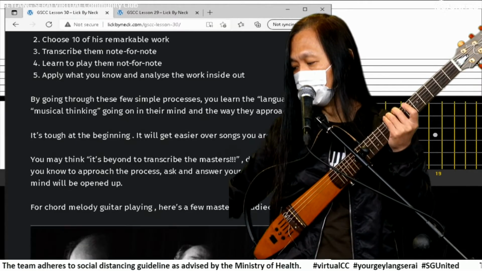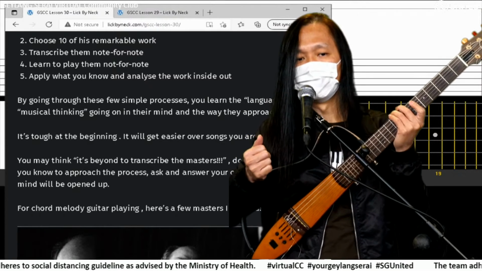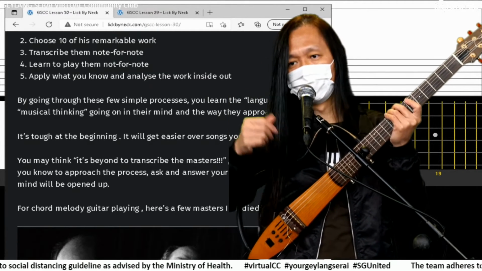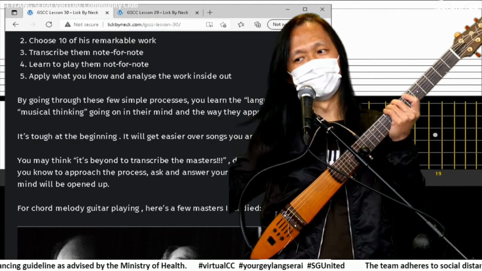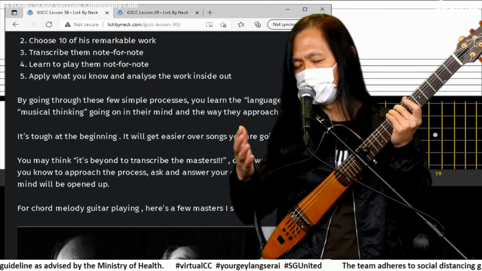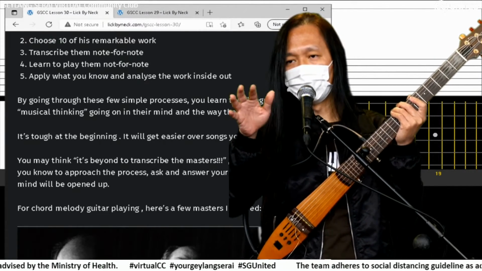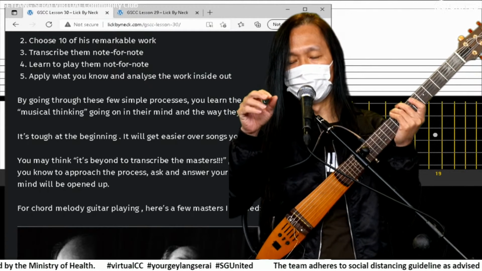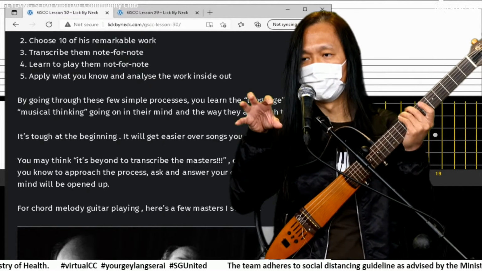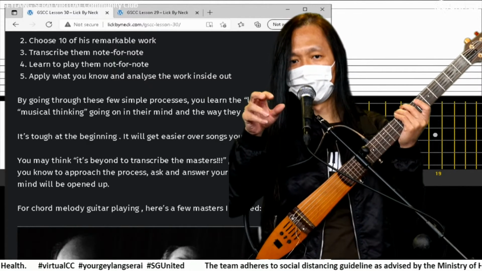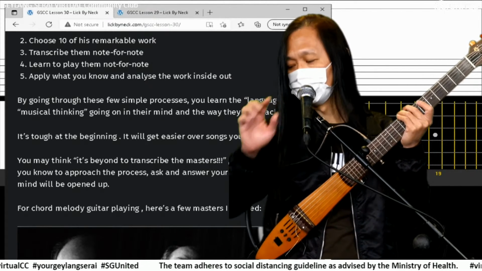In the beginning it's very difficult, but it will get easier after maybe four or five songs. I think by ten songs you can see all the patterns, because most of the masters that I study have certain patterns. After five or six songs you can see the licks that they often use, the lines, the way they approach reharmonization and chord choice. Then you start to think, oh yeah, this is how you do things.